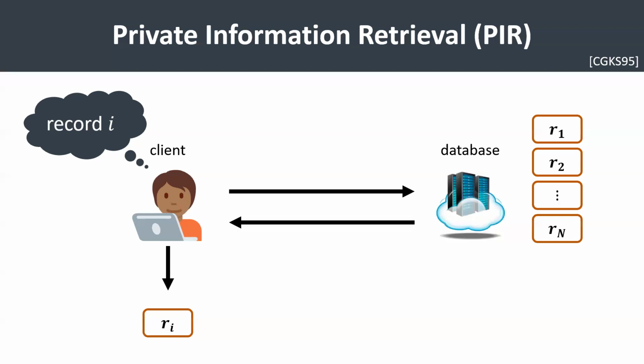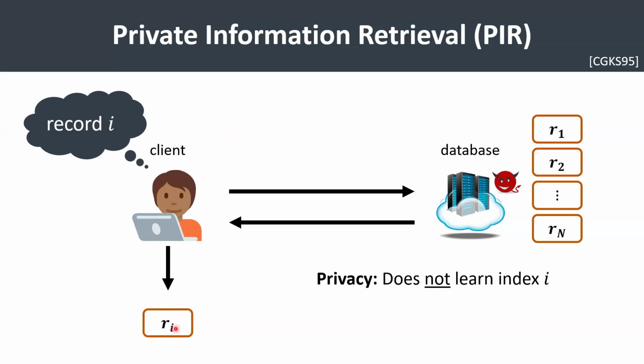So let me set the stage for what the primitive that we're interested in is. This talk will be about something called private information retrieval, or PIR. I'll use these terms interchangeably throughout this talk. But the setting is as follows. It's a two-party protocol where we have a client, and then we have a server. And the server holds a database. So the database contains, let's say, records R1 up to Rn. And the client is interested in a particular record i. And the goal of a PIR protocol is for the client to retrieve the ith record from the database. So at the end of the protocol, the client learns the ith record.